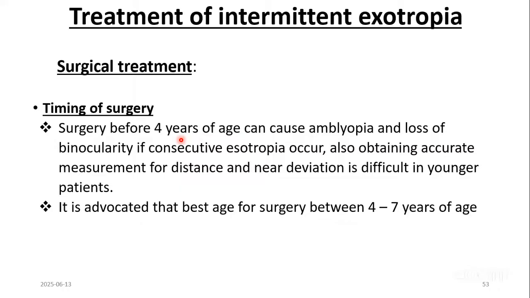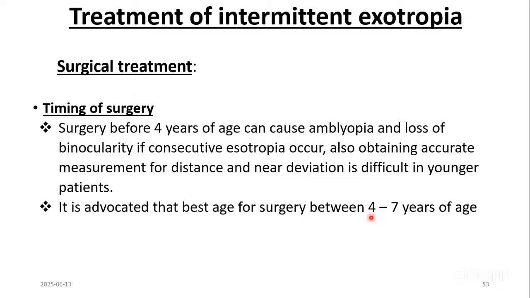So if you are doing the surgery, it is better to do it after the age of 4 years. The patient will have more mature fusion centers and a lesser risk of amblyopia. So the best age for surgery is 4 to 7 years of age, but sometimes we might need to do the surgery earlier. But it is always preferable to wait till the age of 4 at least.